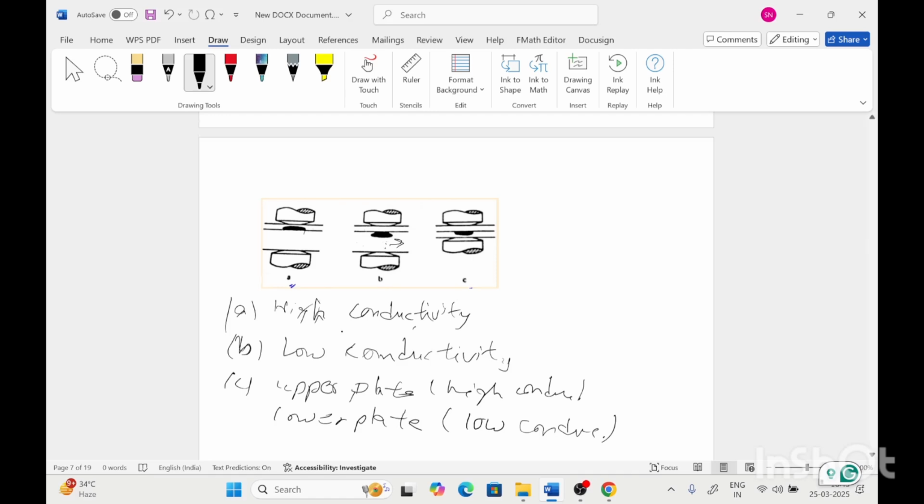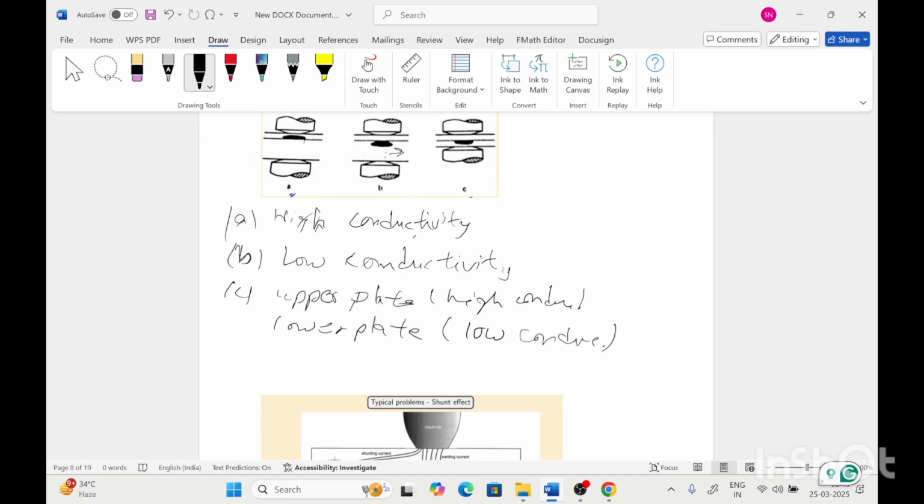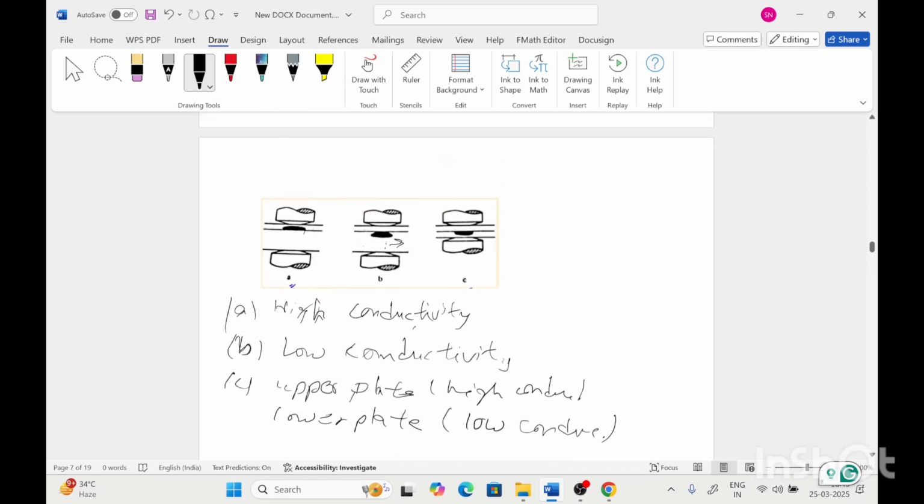So these problems we can overcome by changing the electrode area. Means if we choose a greater cross sectional area of the bottom electrode, then the resistance and current supplied from the bottom electrode will increase, so that will lead to the uniform geometry.